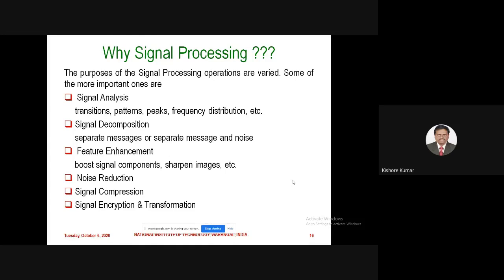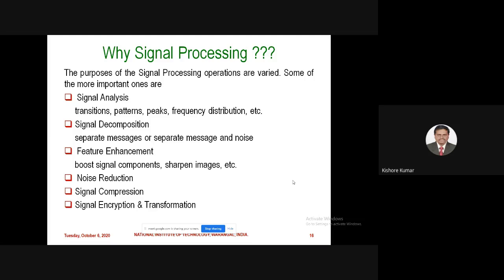Next one is signal encryption and transformation. This means I need to maintain secrecy and I need to transform the signal. What are the different techniques for signal encryption, and how best can I transform the signal? This is another domain.